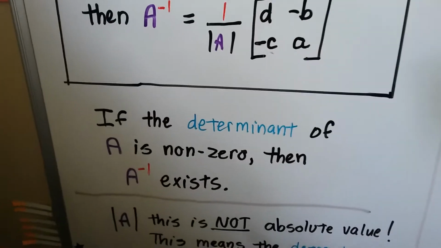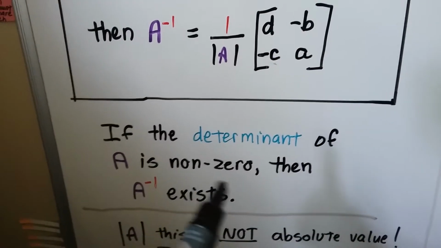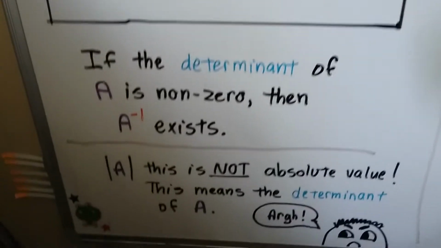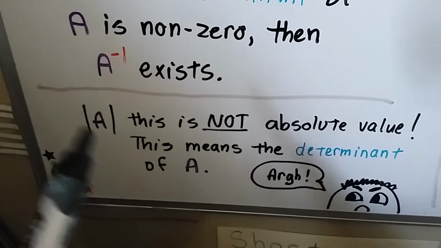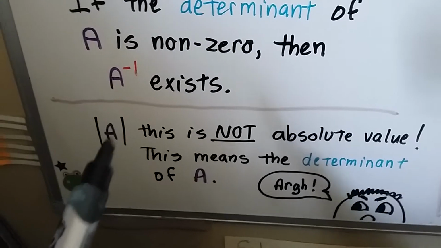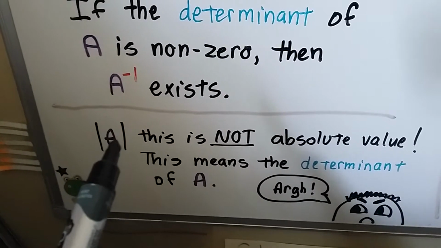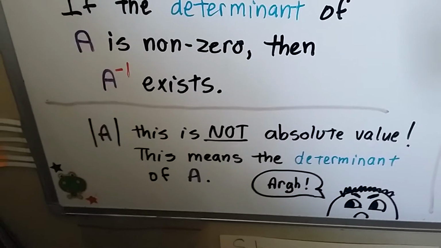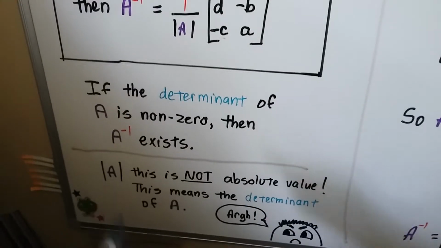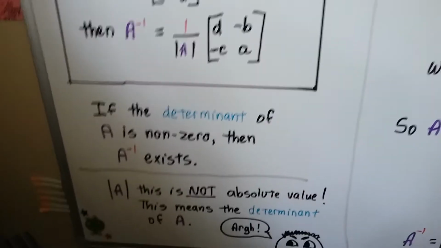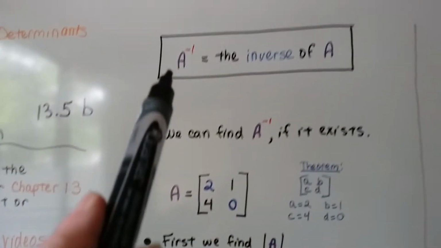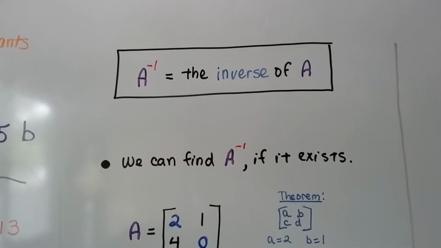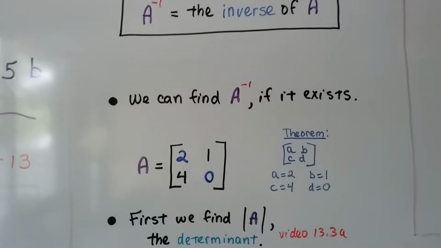Now, if the determinant of A is a non-zero, so it's anything but 0, then that inverse of A exists, okay? So, let's clear up some confusion here. I know you saw these bars on each side of that capital letter A label for the matrix. Well, it's not absolute value. This actually means the determinant of A, with the capital letter A inside. So, when you see this A with this little -1 exponent, that's the inverse of matrix A, all right? We can find the inverse of A if it exists.